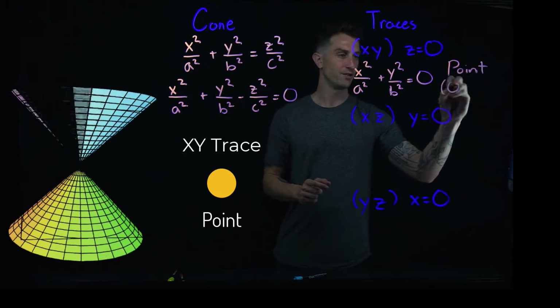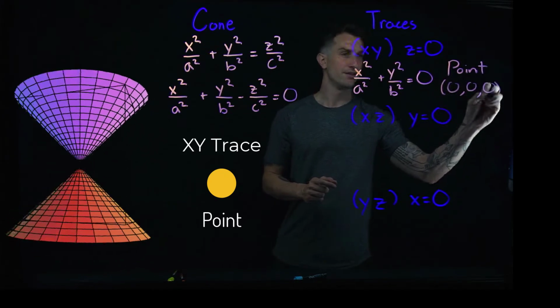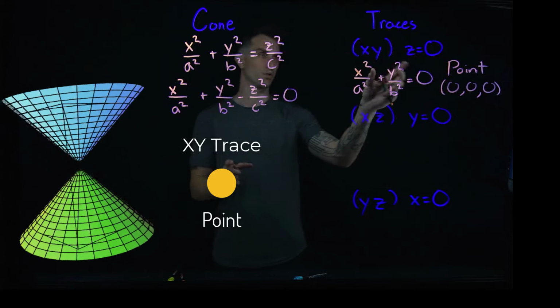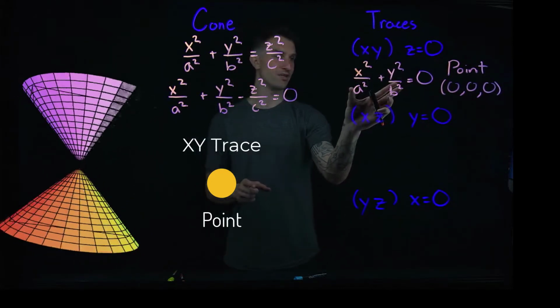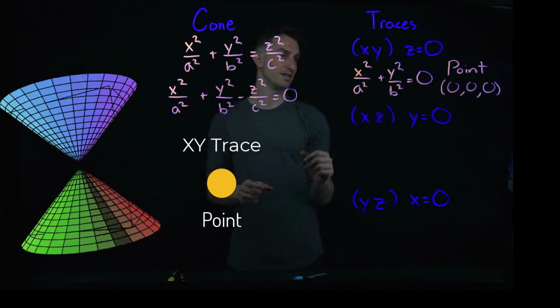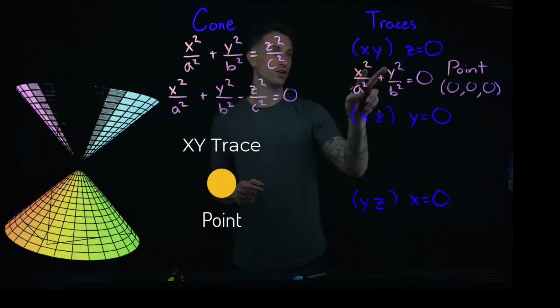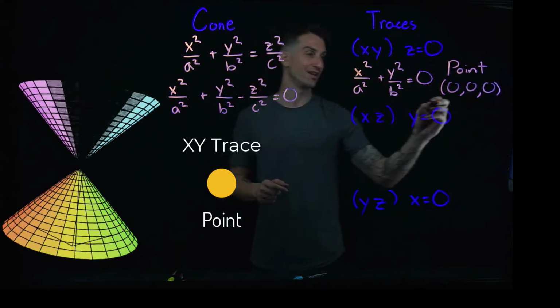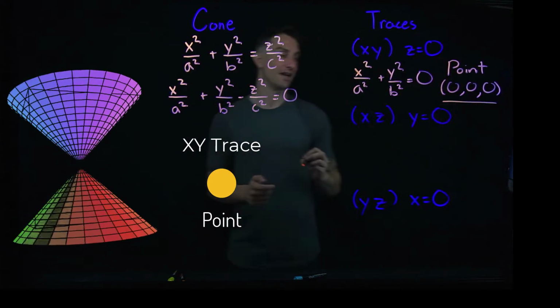So our point here is 0, 0, 0. The z is already 0 because we're in our xy plane. We want to know when this left side will be equal to 0, and that can only occur when both x and y are 0, so we end up with just a point in our xy plane.